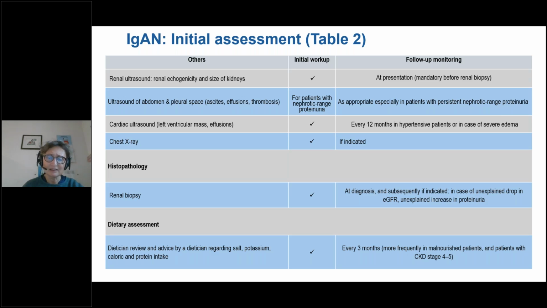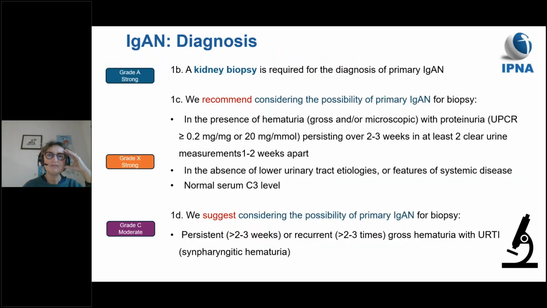Subsequently, if indicated, and in particular, if there's an important sign of a severe relapse with an unexplained drop in eGFR. It is also super important to provide dietary guidance and assessment, because this is a disease in which lifestyle correction can be very important in the optimal management. These are probably the three most important assessments of this table. So in terms of diagnosis, we know that a kidney biopsy is required.